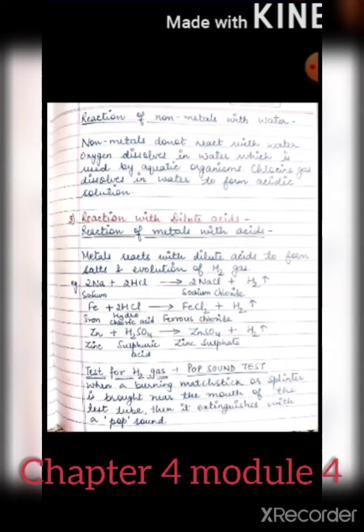So here we'll be taking dilute acids first. If Na is reacting with HCl, that is sodium with hydrochloric acid, then it will form NaCl, sodium chloride, that is salt, plus hydrogen gas. Fe plus HCl will give FeCl2 plus H2, that is iron plus hydrochloric acid will give ferrous chloride and hydrogen gas. When zinc reacts with H2SO4, then it will give zinc sulfate and H2. That means sulfuric acid is reacting with zinc and zinc sulfate is formed as salt, and hydrogen gas.